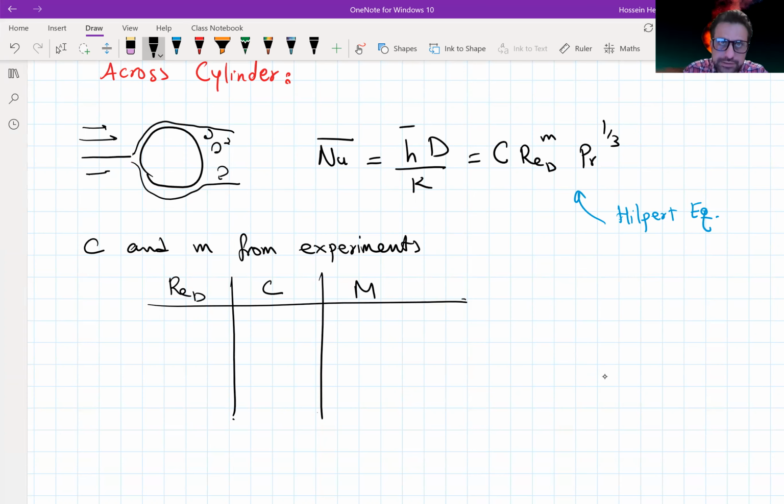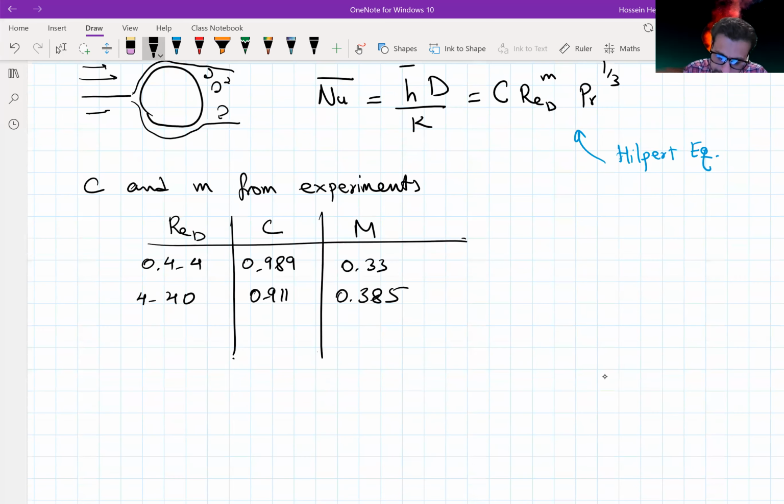Reynolds number, C, m. Let's say if you're in the range of 0.4 to 4, C is 0.989 and m is 0.33. Similar for 4 to 40, C is 0.911, m is 0.385. And there is a table that reports all numbers for C and m based on the Reynolds number that we have.